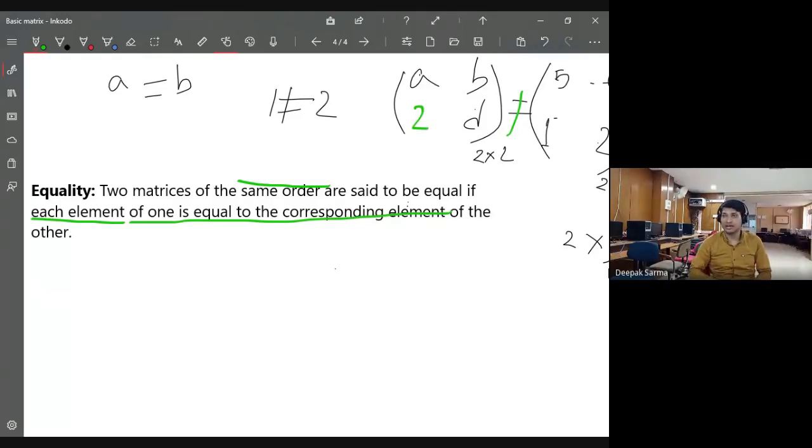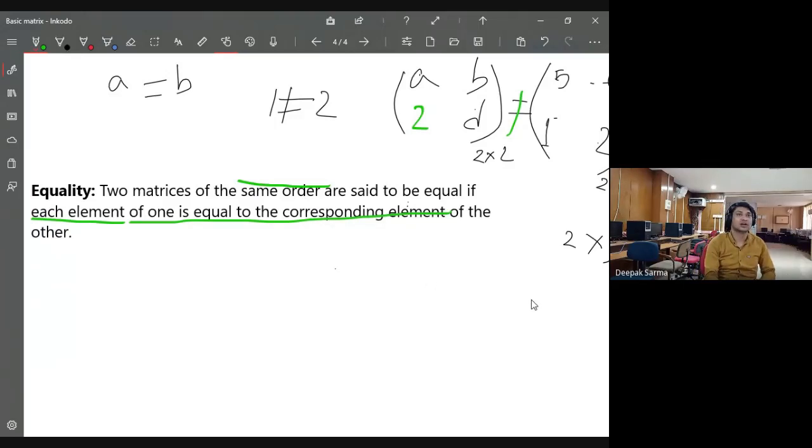If they are of different order, then we are not going to check whether the corresponding elements are equal or not. Okay? So two matrices may consist of the same numbers, but they may not be equal if the orders are different. Got it? So if I have a 2 by 3 and a 3 by 2 matrix, suppose 1, 2, 3, 4, 5, 6. One I write 2 by 3, the other I write 3 by 2.